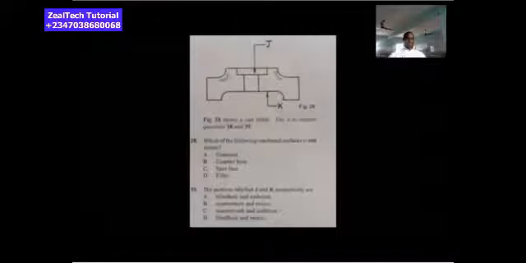We now have a question. Figure 28 shows a cast block. Use it to answer questions 38 and 39. 38. Which of the following machine surfaces is not shown? The correct answer, what is not shown there, is undercut. Undercut does not exist here. It does not exist in this place.